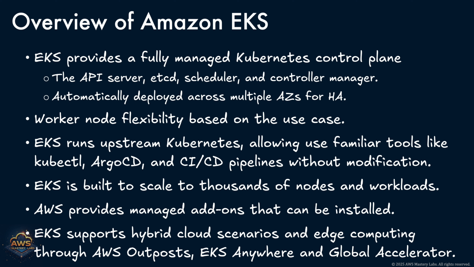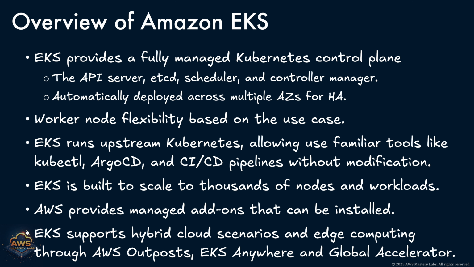Amazon Elastic Kubernetes Service, or EKS, is AWS's fully managed Kubernetes offering, designed to simplify the process of running containerized applications at scale in the cloud. At its core, EKS provides a managed Kubernetes control plane. This means AWS handles the heavy lifting of provisioning, patching, and maintaining the core components of Kubernetes, so you can focus on deploying and managing your applications, not the infrastructure behind them. The control plane is also designed for high availability and security. It's automatically distributed across multiple availability zones to ensure resilience against AZ-level failures.